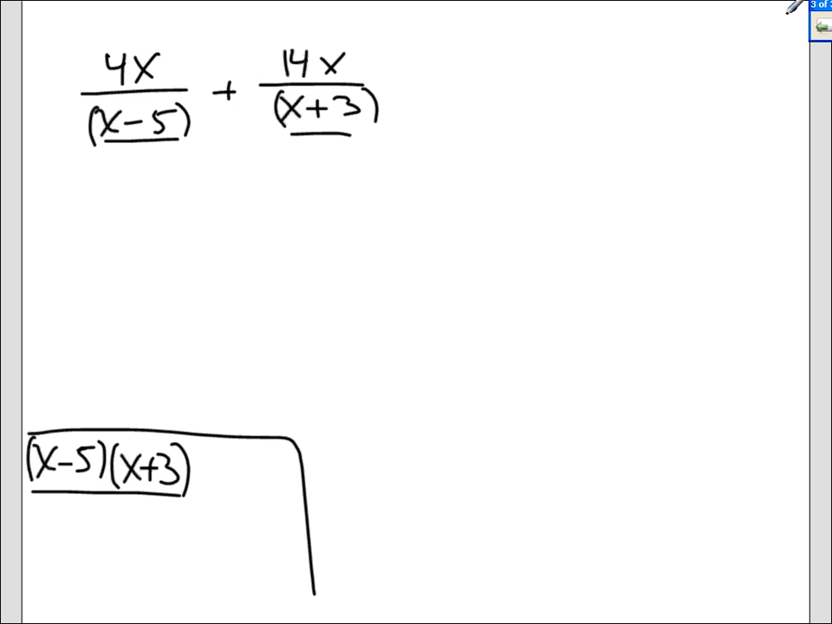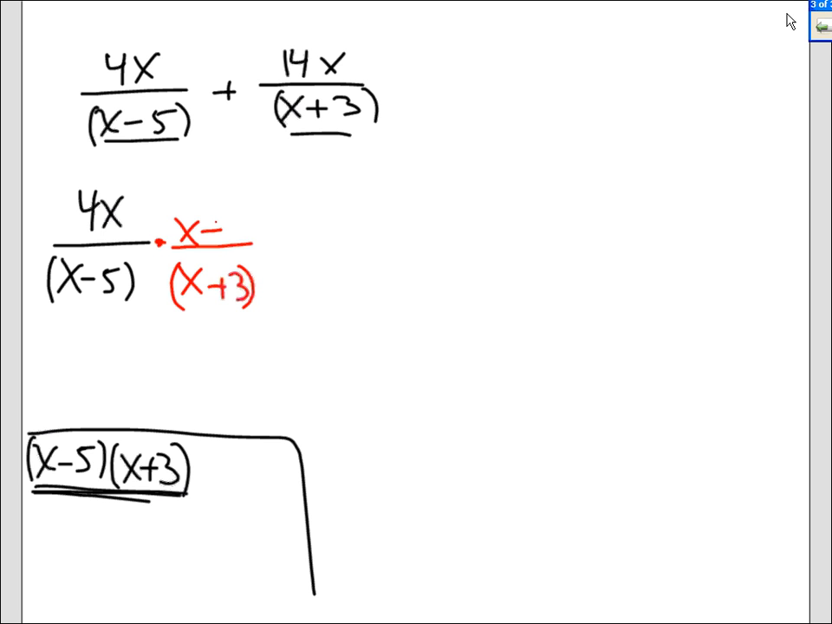You want to write both of these fractions using this denominator. That is, I want to change the way this fraction looks. I want it to have a different denominator. If you want to change the way something looks, that's code for you want to multiply by 1. Since you want an x plus 3 in the bottom, then you better put x plus 3 on the top.